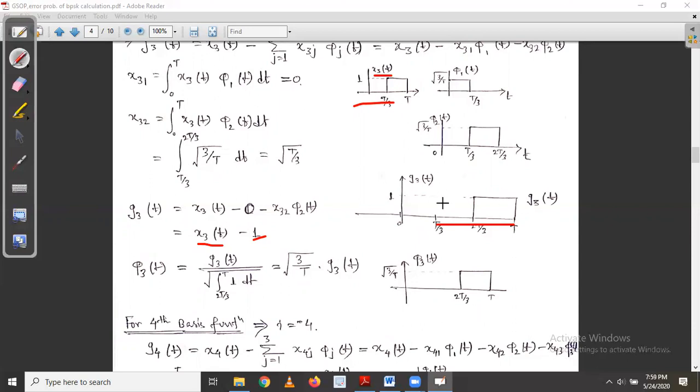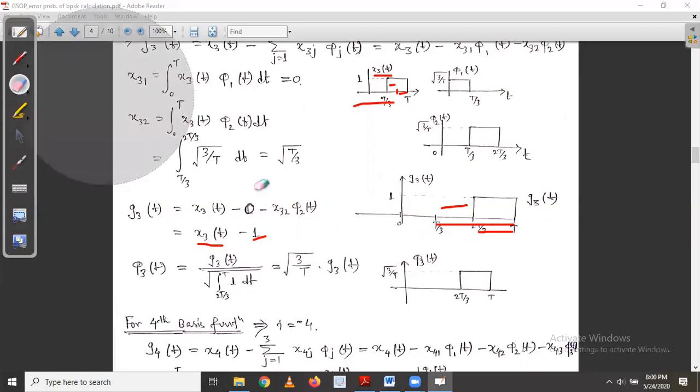So t by 3 to t. Now, the whole thing, this one x3 minus 1, that is your g3t. Okay, that means at this point there is 2t by 3, very clearly understand. At this point, there is 2t by 3. Beyond this value, that means this range and this range, if I'm subtracting, it will be 0. And this range minus this range will be 1. Is it?